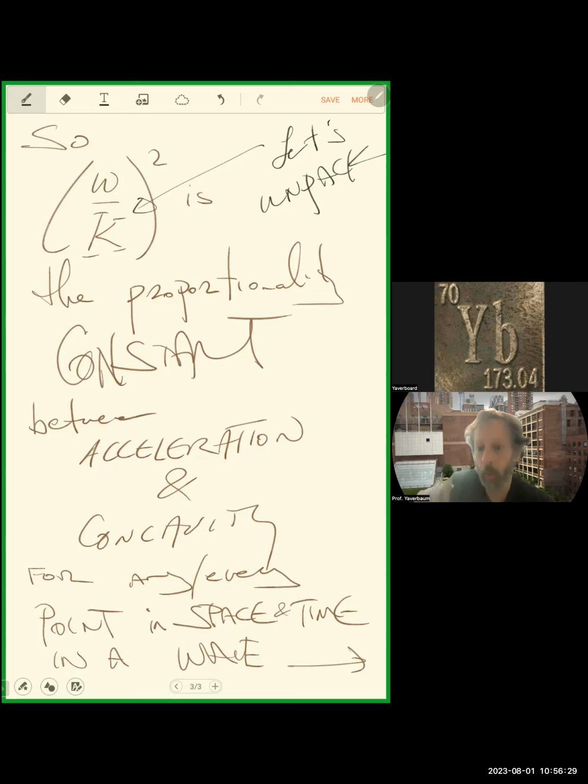So what we're now saying is acceleration is directly proportional to concavity, right? The constant of proportionality is this omega over k squared, angular frequency over angular wave number squared. So what's that all about? What is that constant of proportionality? Is it just a constant? Is it meaningless? No, I think it's pretty meaningful, actually. Let's talk about what it is. So let's unpack it.